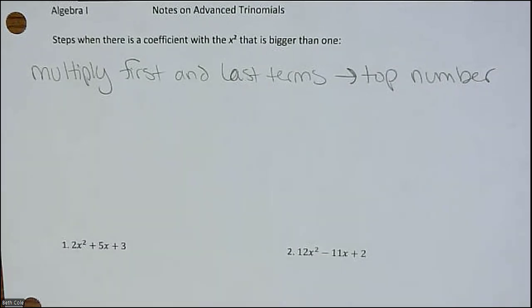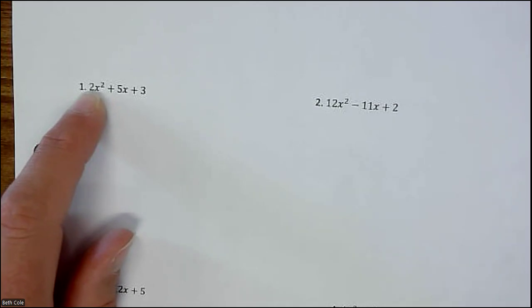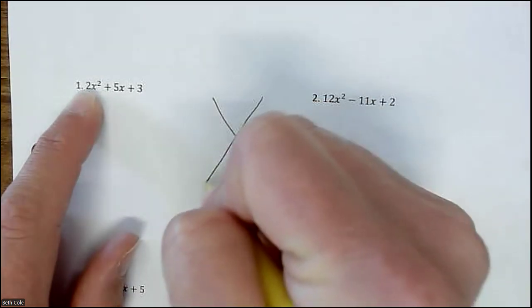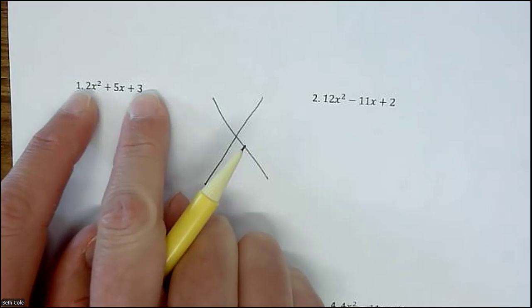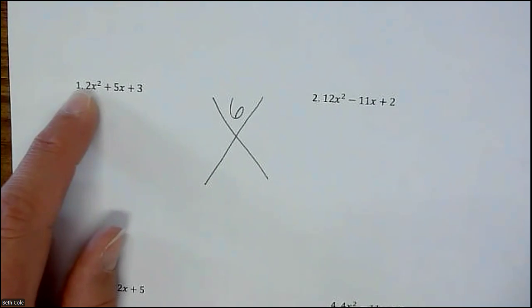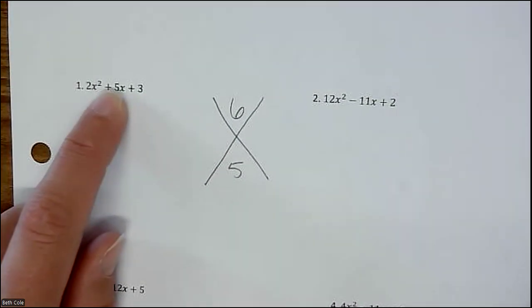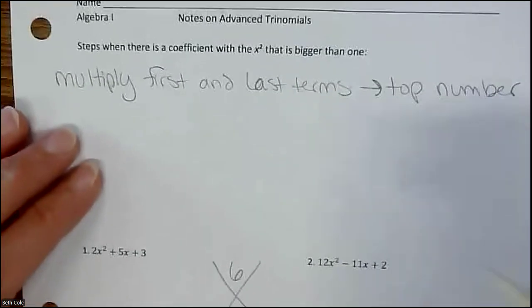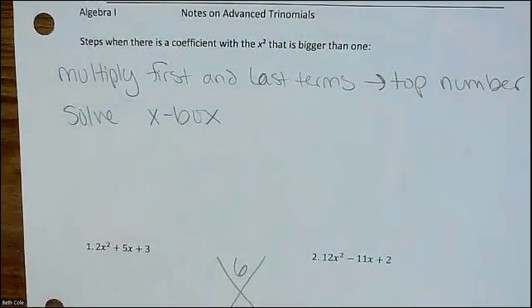All right, so look at number 1. Do you see how there's a number in front of the x squared? It's like the first thing you have to notice. So draw your x off to the side, and you're going to multiply the first and the last number. So that's 2 times 3. 6 goes on the top. Okay, the middle number still goes on the bottom, so that's 5. And then your next step is solve the x box. Just do that like we've been doing all along.